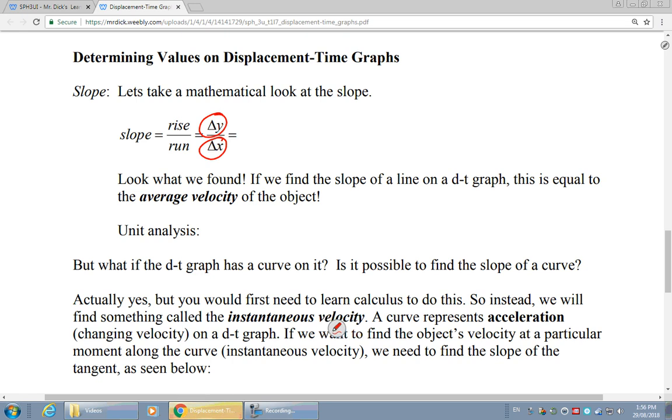Along the y-axis, it's not just the change in the y variable, it's specifically the change in position, or in other words, your displacement. The x-axis is referring to some change in time. Well, when we take displacement and divide it by a certain amount of time that's gone by, we already know what the definition for that is.